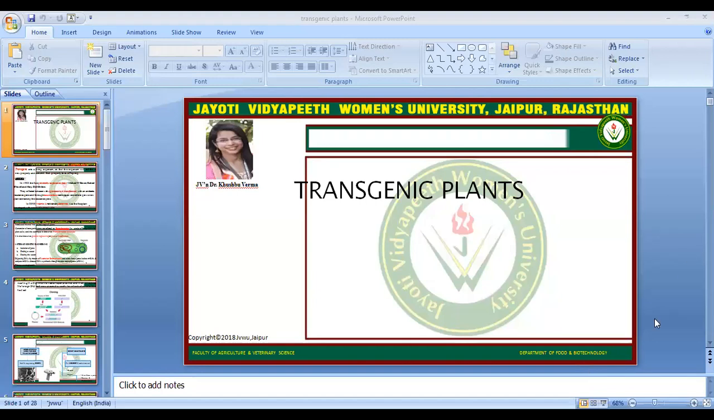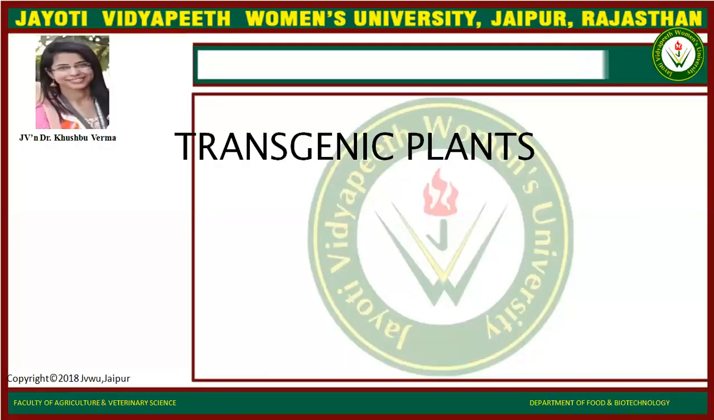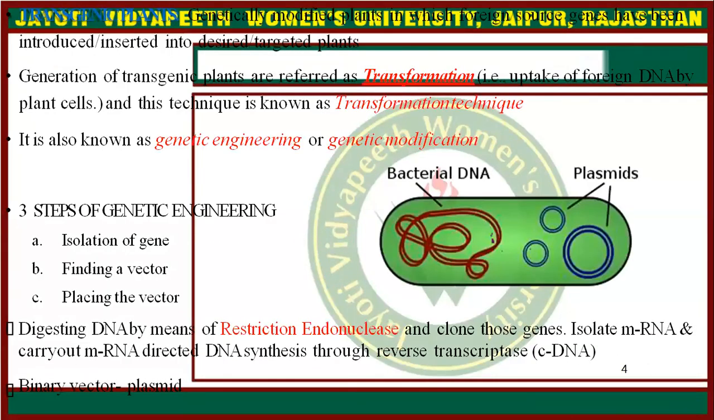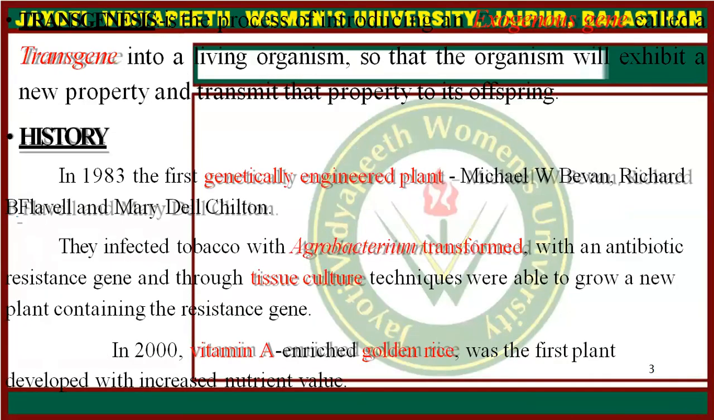In this session, we will discuss transgenic plants and their applications in agriculture. So, transgenics is a process of introducing an exogenous gene called a transgene into a living organism so that the organism will exhibit a new property and transmit the property to its offspring.